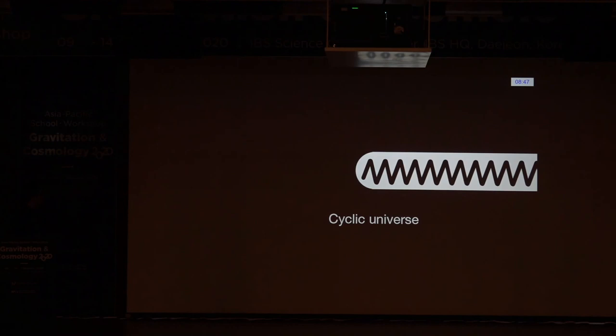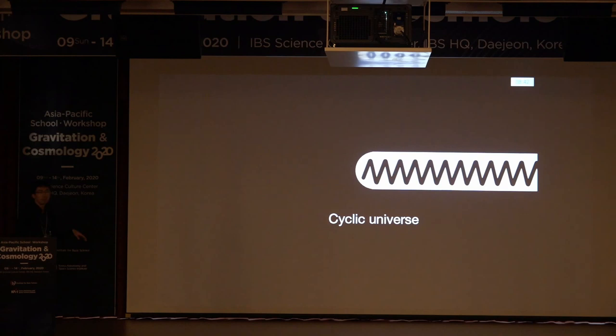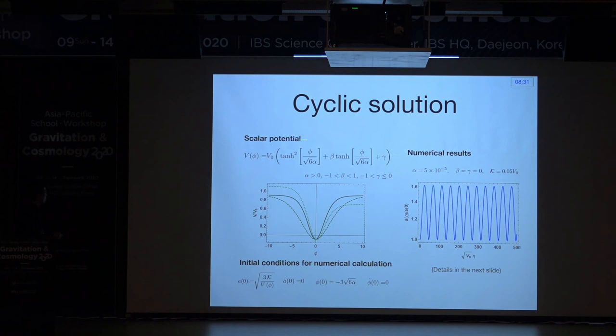Now, in different parts of parameter space, we found even cyclic solutions of the universe. It expands, contracts, expands, contracts, again and again. Again, we take this scalar potential as an example, but now these parts are irrelevant, so I put these parameters zero. So it does not involve negative potential, but we take this alpha, the width of the potential, much narrower than the previous example, and then take the initial conditions suggested by the creation of the universe from nothing possibility. Then this is one solution of the cyclic universe. The horizontal axis is the normalized conformal time, and the vertical axis is the scale factor.